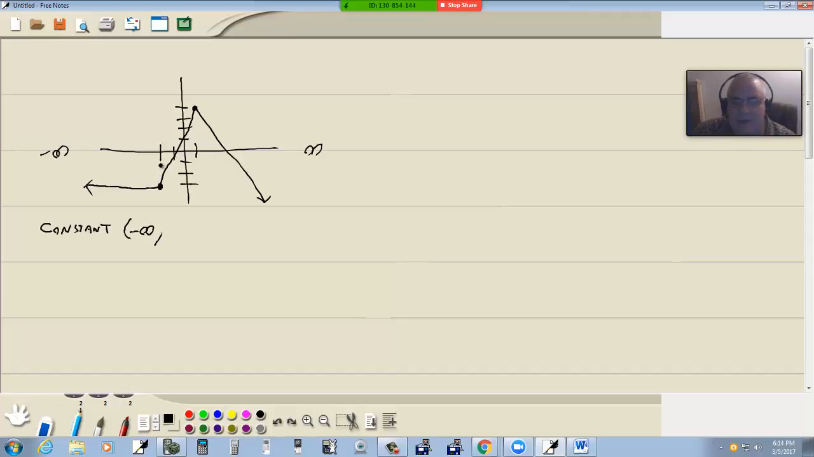If I come straight up to my x-axis, that's negative 2. And then my graph is increasing, it's going up. So it's increasing from negative 2. Now it stops increasing here. If I come straight down to my x-axis, that's positive 1. And then it's decreasing. So it's decreasing from 1 to positive infinity. And that's our increasing, decreasing, constant.